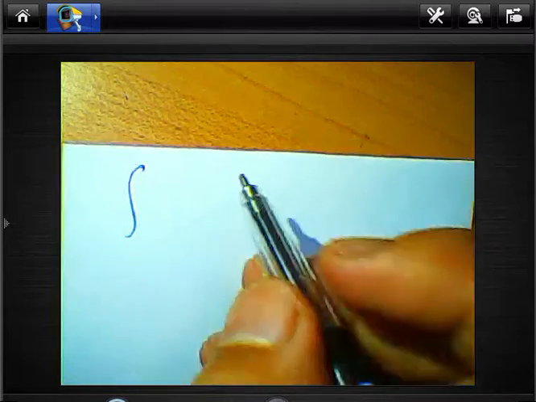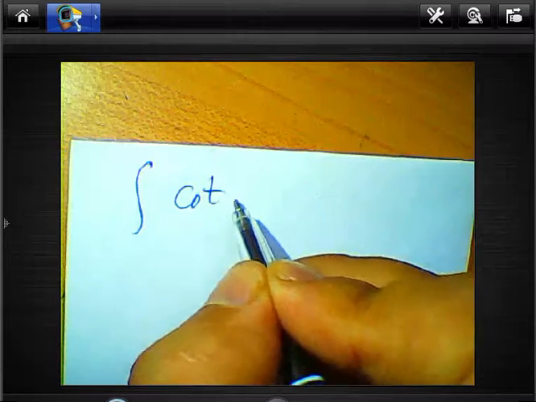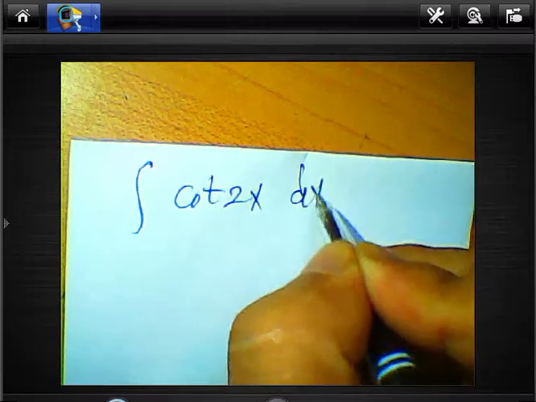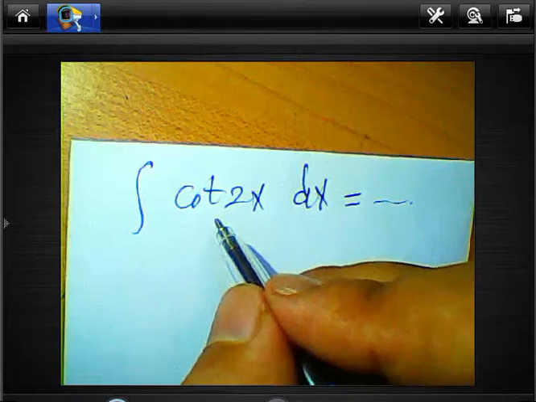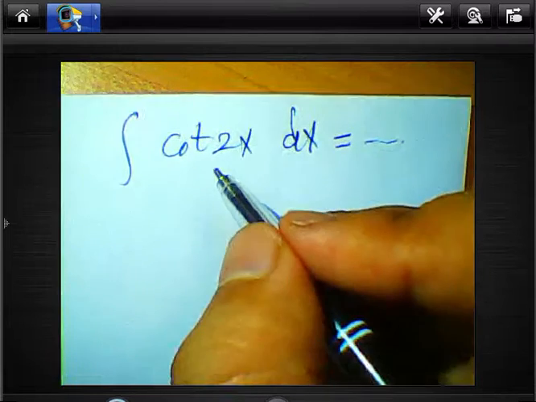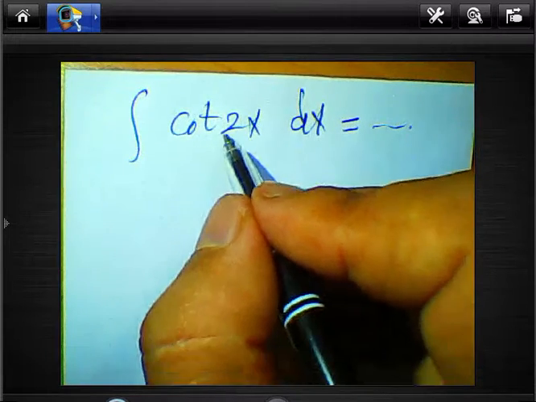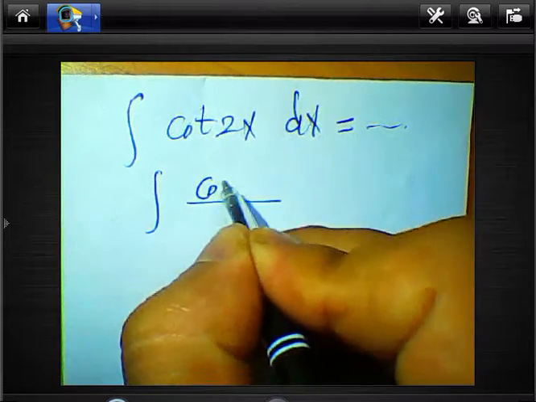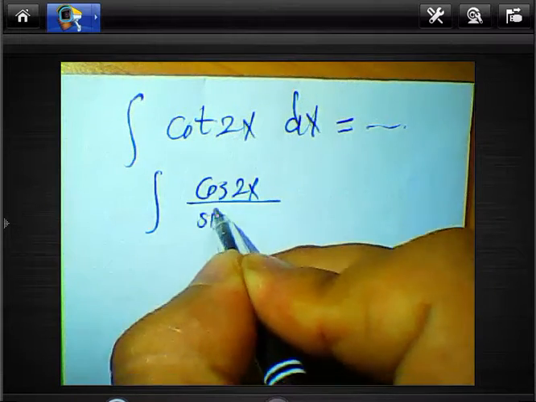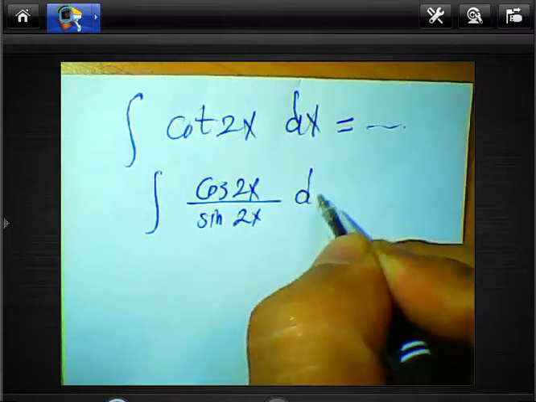Question number 2. We want to find the integration of cotan 2x dx. Cotan, we know cotan was what? Was cosine over sine. We can write here cosine 2x over sine 2x dx.